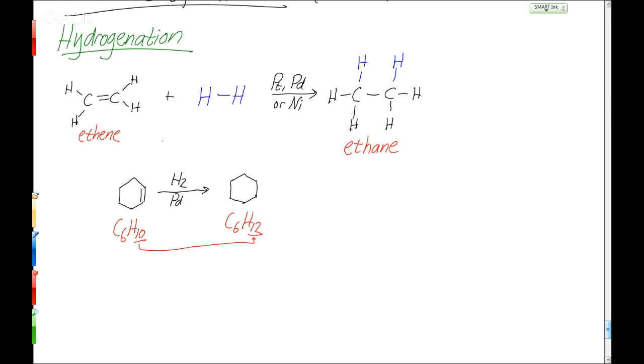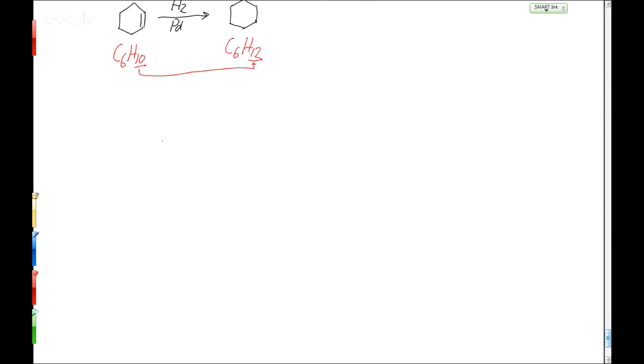All right, that's hydrogenation. And then we're going to look at hydration, which is the addition of water.